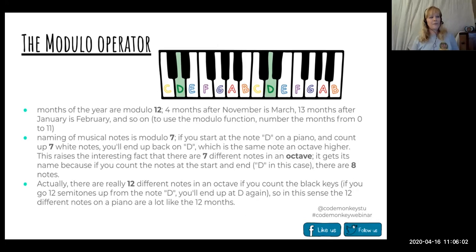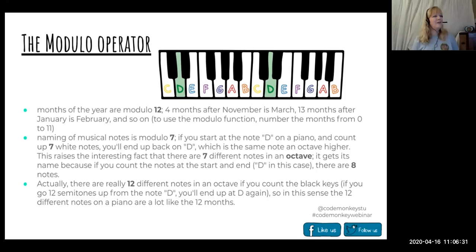Music. If you name the musical notes, it's modulo 7. If you start at note D, that's in green, on a piano, and you count up 7 white keys, you'll end back up on D, which is the same note, but an octave higher. And this raises an interesting fact: there are 7 different notes in an octave.